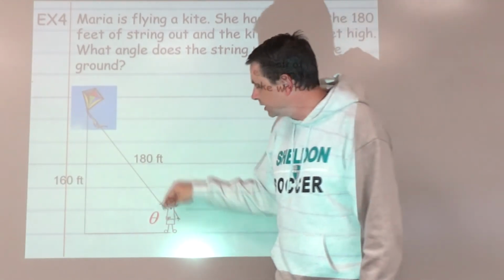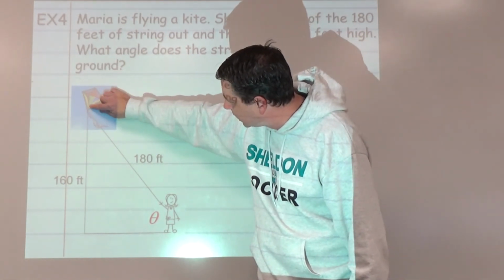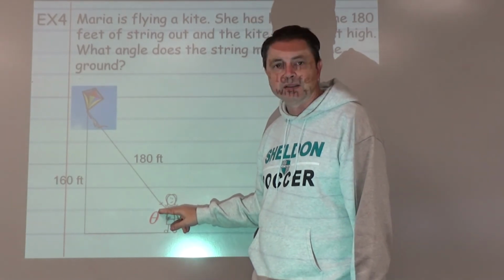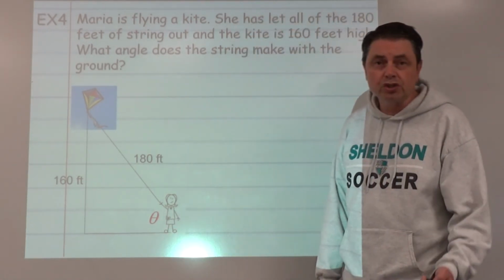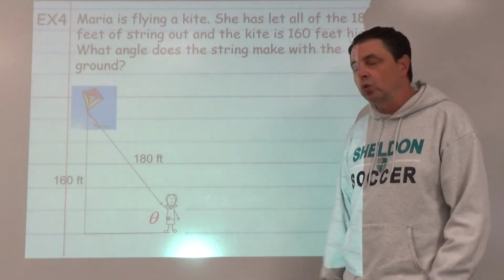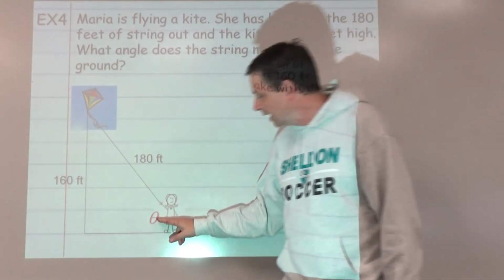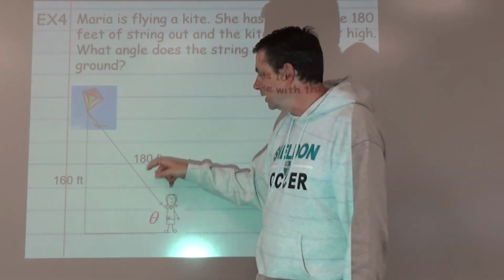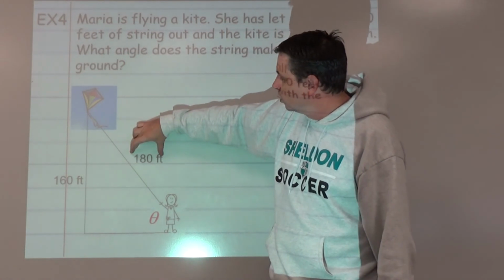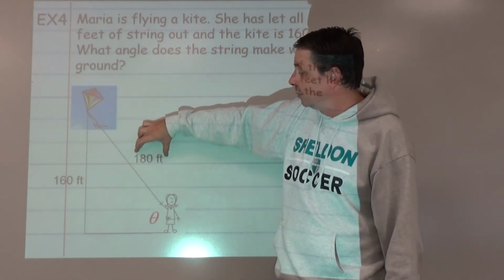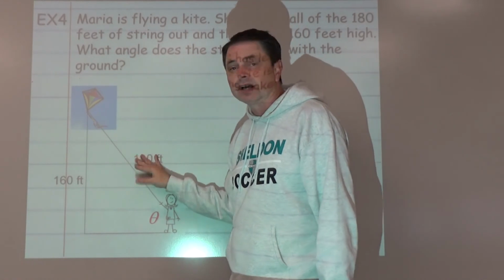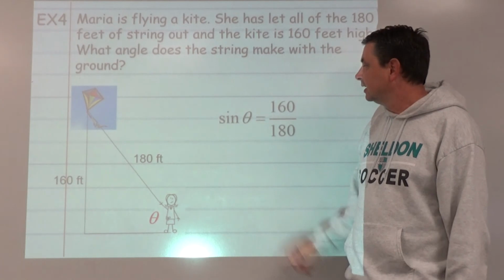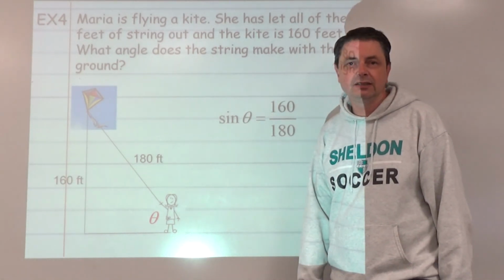All right, here's Maria. There's her 180 feet of string, the height of 160, and this unknown angle right there. So let's see if we can figure out which trig function to write our equation based off of. We've got theta here, so opposite is the 160. 180 is opposite the right angle, so that's the hypotenuse. Opposite hypotenuse, O and H, is sine. Sine of theta is 160 over 180.